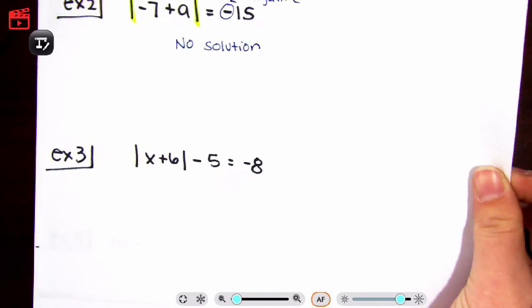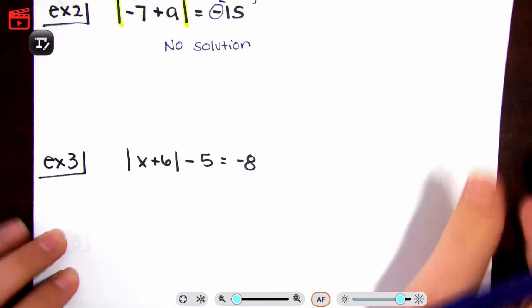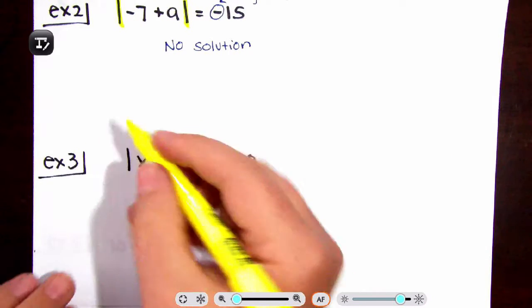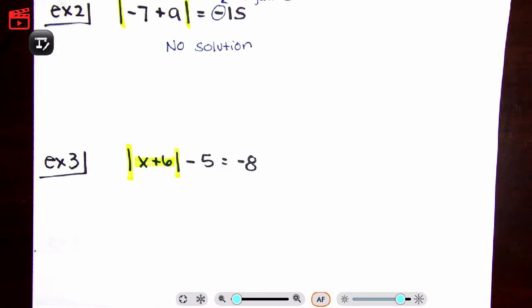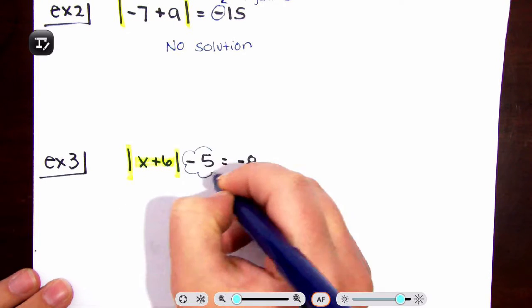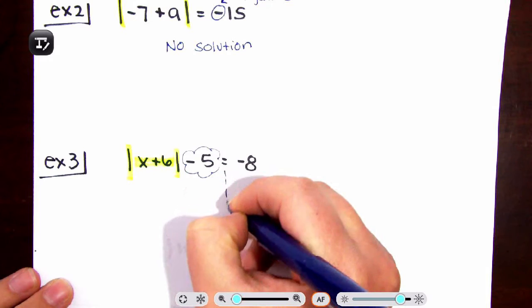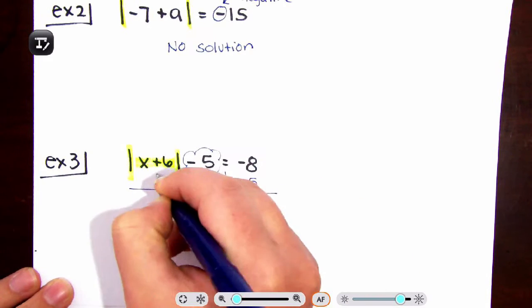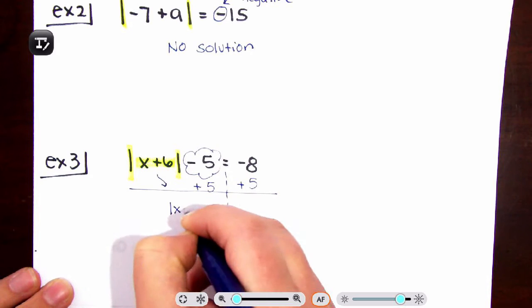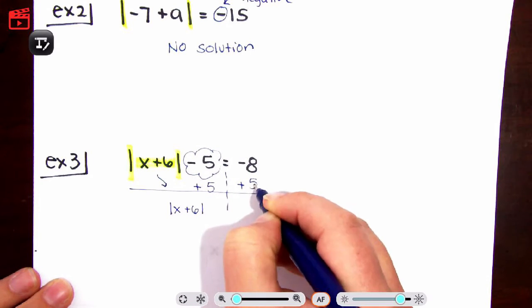Moving on to example number 3. Step number one is to isolate the absolute value. So here it is. We want the stuff inside by itself. Notice you have a minus 5 here, so I'm going to add 5 to both sides. I'm bringing down the absolute value, so I have x plus 6. Here I have 5, 6, 7, 8.